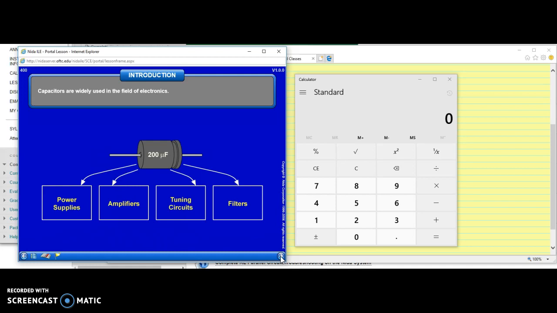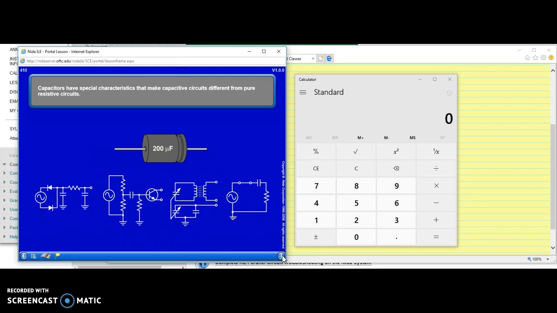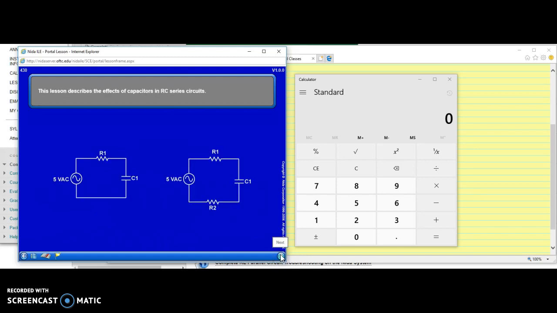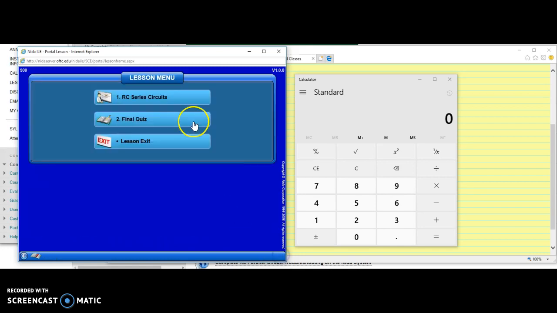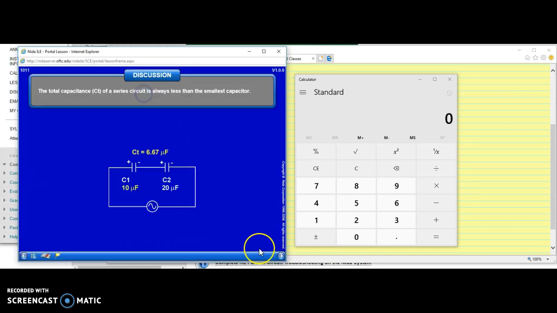And capacitors are used for various things: power supplies, amplifiers, tuning circuits, filters, and you'll see a lot of those filter capacitors. And so they're going to change what happens in the circuit. We need to understand what happens there, and how it affects current and the overall circuit operation. So that's what we're going to be studying this morning, or whatever time you happen to be viewing this video. So let's dive right in.